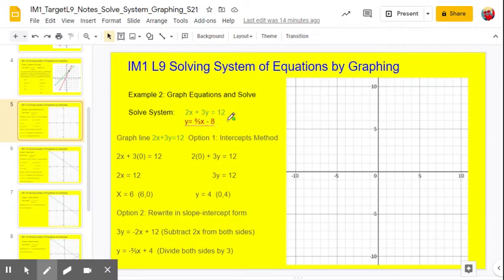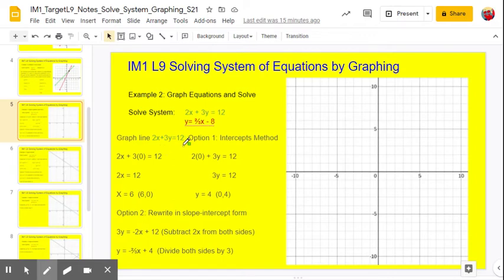So step one is we're going to graph the first equation, and that's green, 2x plus 3y equals 12. I'm going to give you two different options here. We've learned to graph lines using the intercepts method, where we find both the x and y intercept, plot those 2 points, take our straight edge, and graph the line. We've also learned how to rewrite those equations into slope-intercept form, and then we plot the y-intercept and use the slope value to determine additional points on the line. So it really doesn't matter which way you want to do it, whatever your preference is.